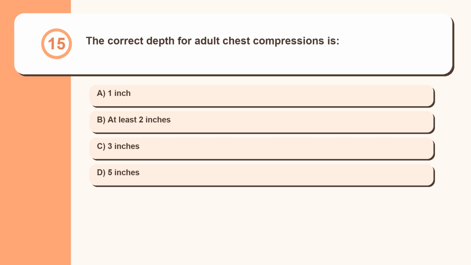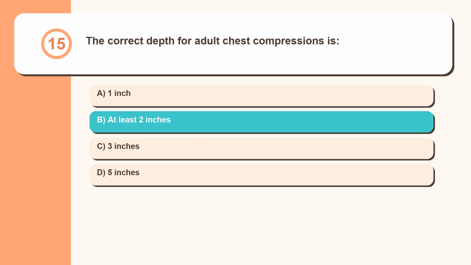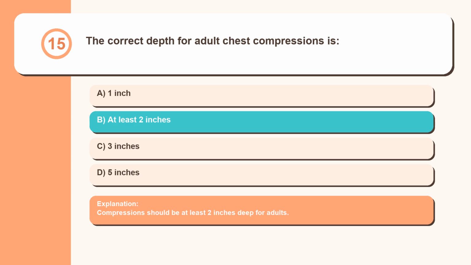Question 15. The correct depth for adult chest compressions is: 1 inch, at least 2 inches, 3 inches, 5 inches. Compressions should be at least 2 inches deep for adults.